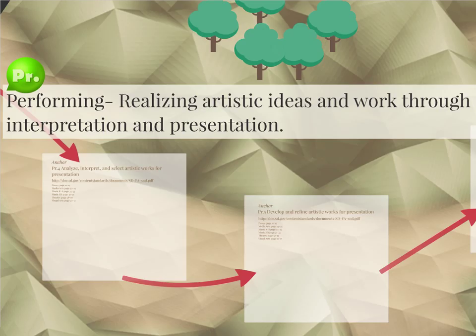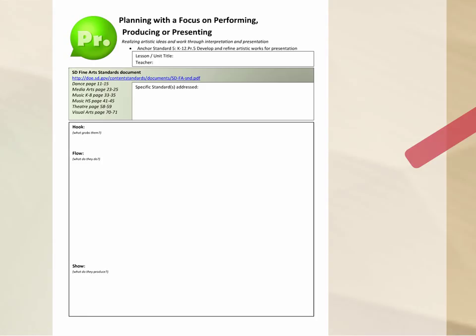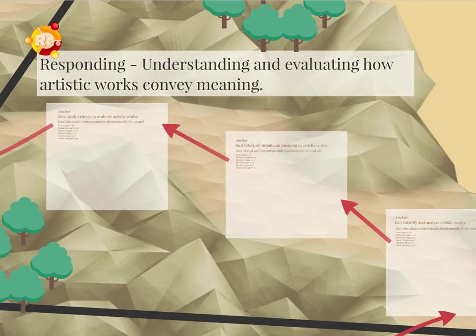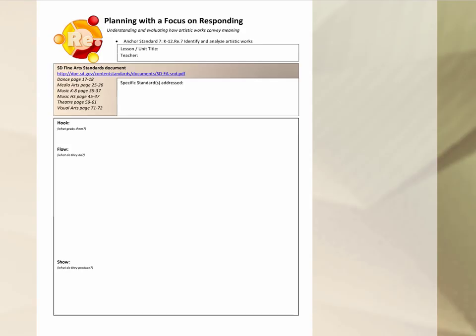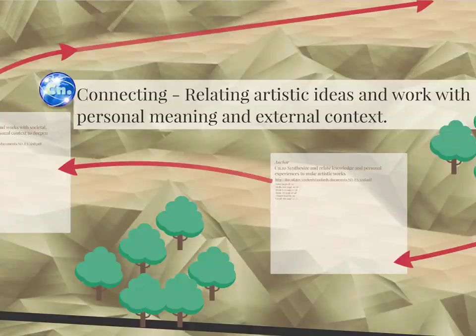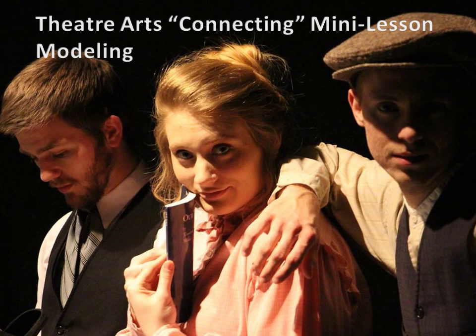We'll also do the same thing for the performing process. We'll go through a lesson that connects the performing process with the visual arts. When we move on to the process of responding, we'll do a media arts mini lesson for modeling. And finally, when we get to connecting, we'll work through a lesson that connects with the theater arts.